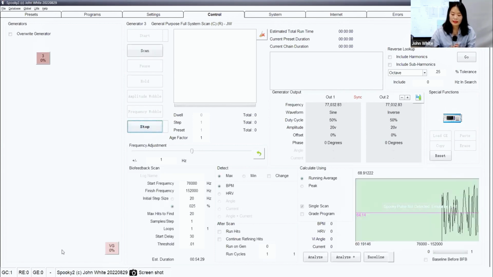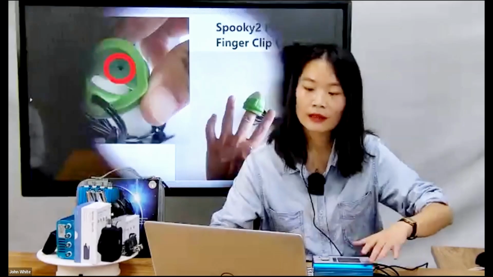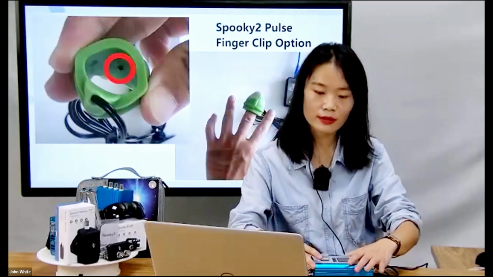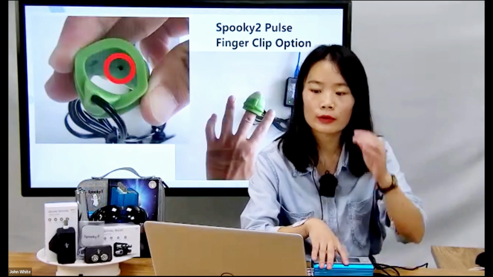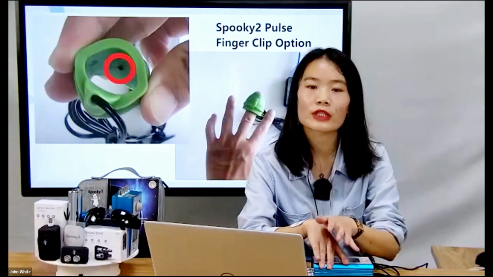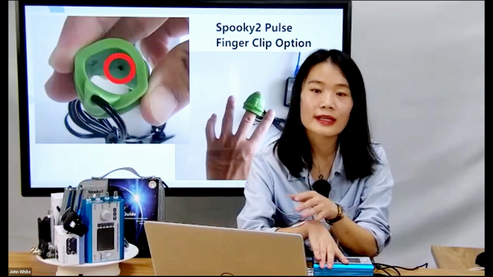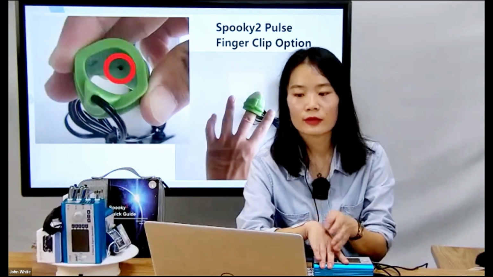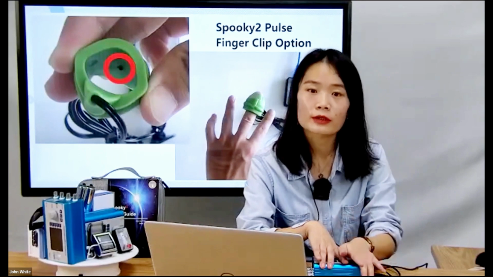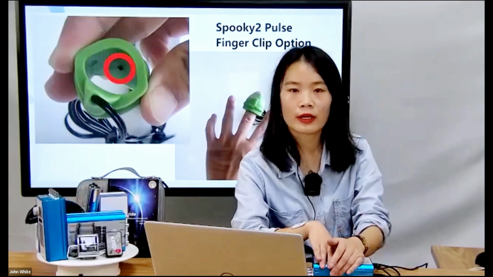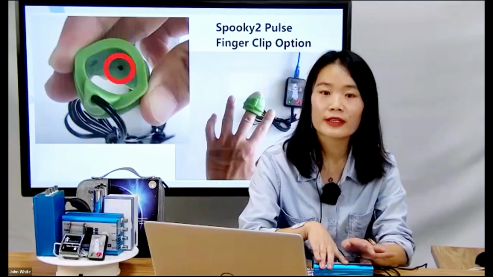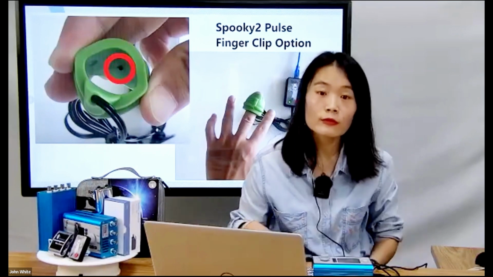After the scan finishes, it will come up with a list of scan results. The screen will give you a list of frequencies, which is the scan result. Then you can click the save button to save it. And then you can run it with your Spooky2 devices to help with your health problems. You can find your scan result under the Programs tab.